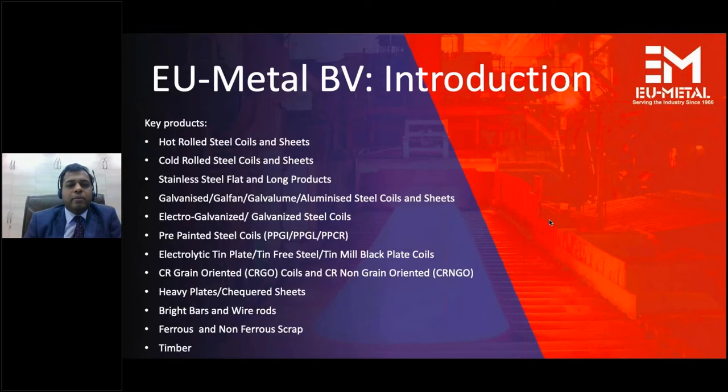Some of our products, as I said, we cover almost all steel products, starting from hot rolled steel coils and sheets, cold rolled steel coils and sheets. Then we do stainless steel flat and long products. Then we also do galvalume and galvanized sheets. We do electro-galvanized, pre-painted, electrolytic tin plates, then cold rolled grain oriented coils, cold rolled non-grain oriented, heavy plates, bright bars, ferrous and non-ferrous, and we also do timber.